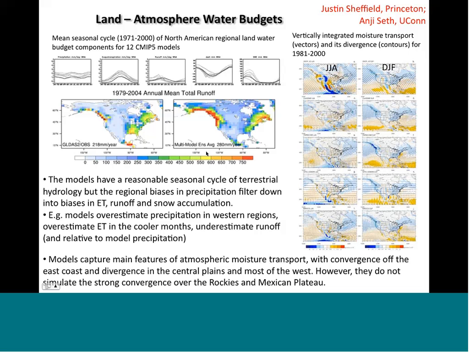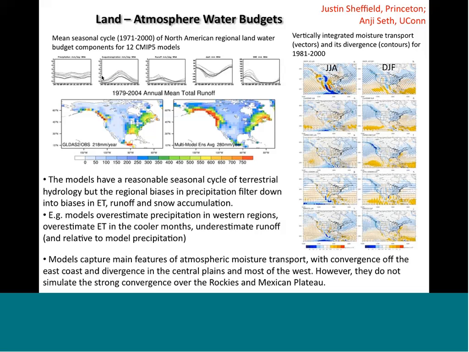Over on the left, just some examples of the land part of the water budget. The example shown here in these small panels is precipitation seasonal cycle, evapotranspiration, runoff, change in storage at the surface, so that's soil moisture and any surface water that's in the models, and then snow water equivalent, so essentially the snowpack here. The black line is the observational estimate, and the gray lines are for individual models. 12 models are shown here.